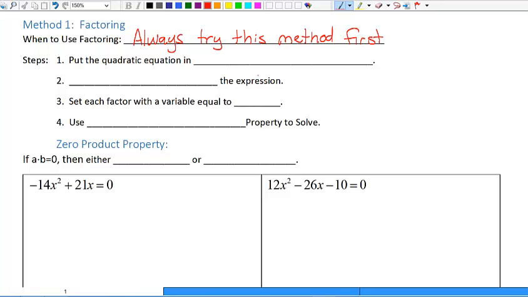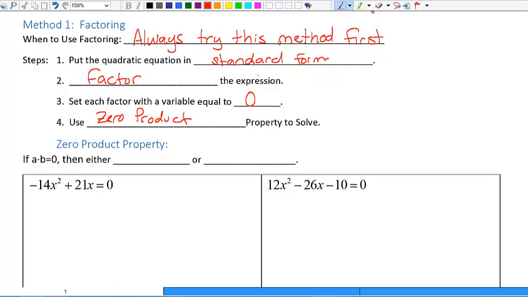In order to factor, we use the following steps. Number 1, put the quadratic equation in standard form, meaning I want one side to be equal to 0. 2, I want you to factor the expression. 3, set each of the factors with a variable in it equal to 0. 4, use the zero product property to solve. So what is the zero product property?